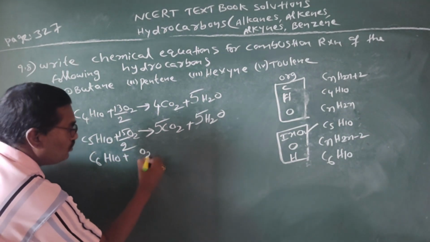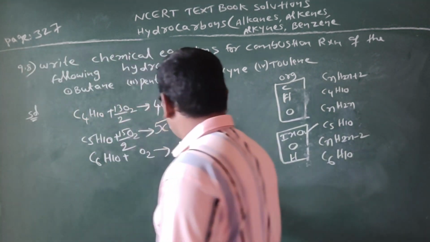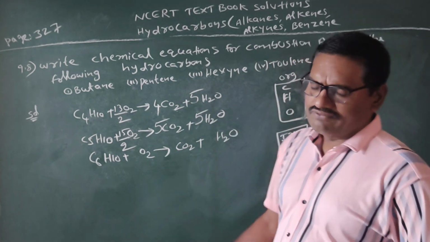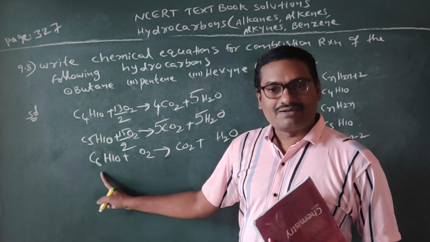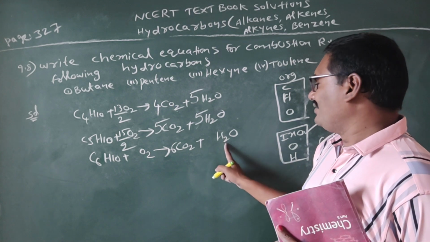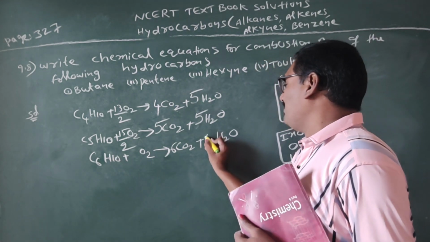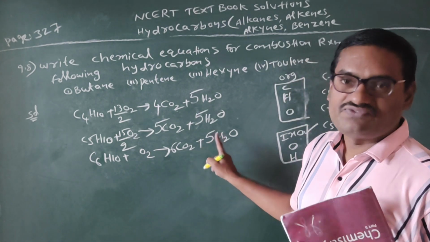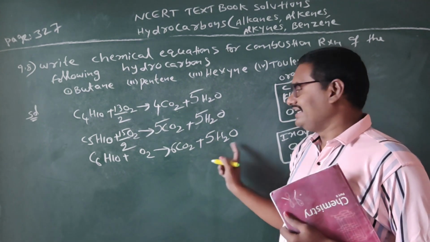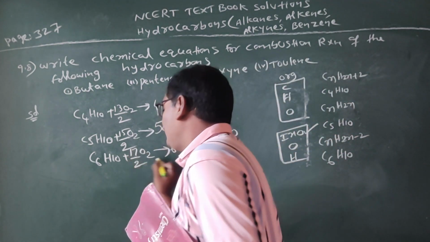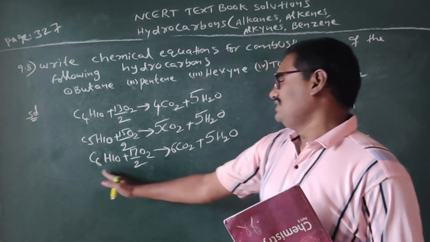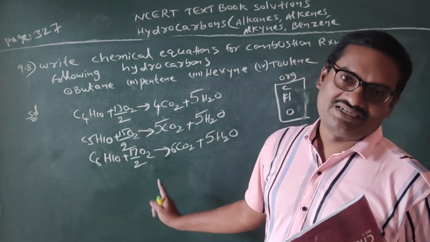C6H10 plus O2 gives rise to carbon dioxide and water. Then we will balance the equation. Here 6 carbons, here 1, so it is 6. Next, here 2 hydrogens, here 10 hydrogens, so the coefficient is 5. Then oxygens are 6 into 2, 12, plus 5, 17. Here 17 by 2 means 8.5. 8.5 into 2, 17. So it is balanced. It is the hexane combustion reaction.